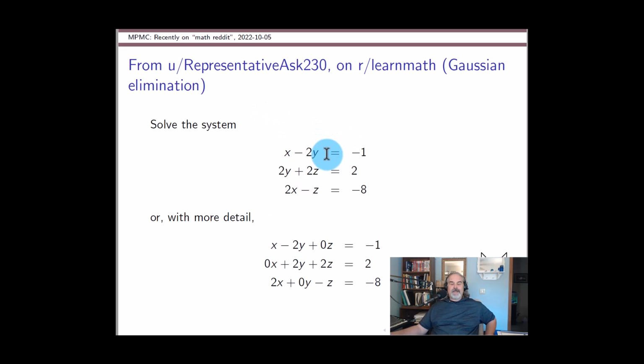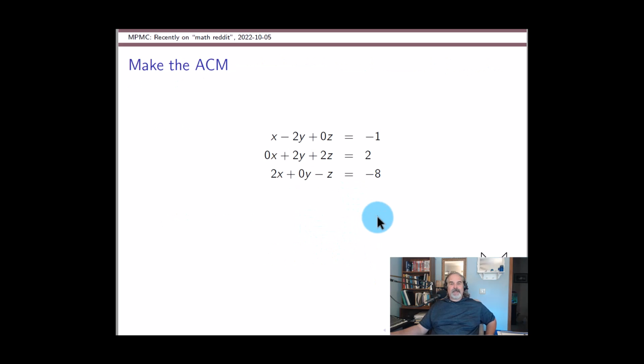I'm going to take the 3 equations and explicitly put in terms that have coefficients of 0 so that we can see the structure. And then I'm going to rip those constants out from both sides of the equal sign and place them into the augmented coefficient matrix here.